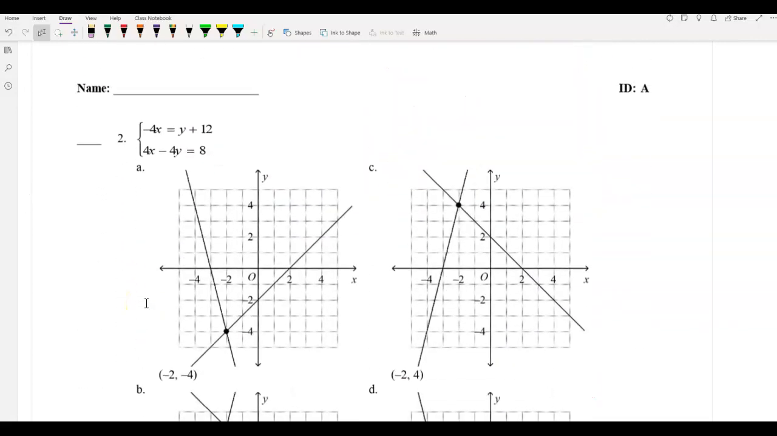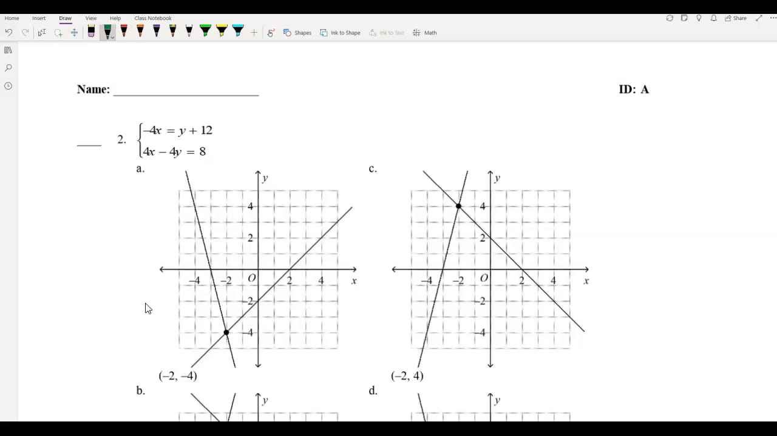All right, let's go to question 2. Equation 1, we have negative 4x equals y plus 12. I want to isolate y, so I'm going to subtract 12 from both sides. And when that happens, I get negative 4x minus 12 equals y. And I can rewrite that as y equals 4x minus 12. So here I have a slope of 4 and a y-intercept of negative 12.